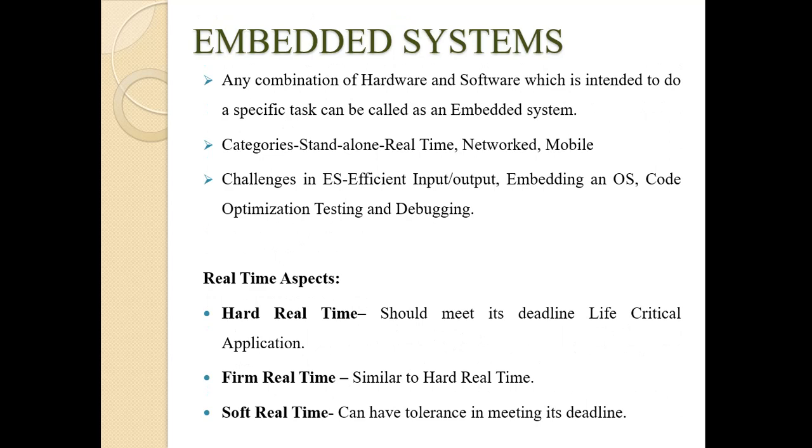Embedded systems. An embedded system is nothing but a combination of hardware and software which is designed to perform a specific task. We have different categories of embedded system, like standalone, real time, network based, and mobile based embedded system. There are different challenges in embedded systems: efficient input output, embedding an OS, code optimization, testing, and debugging. Real time aspects: there are hard real time, firm real time, and soft real time.